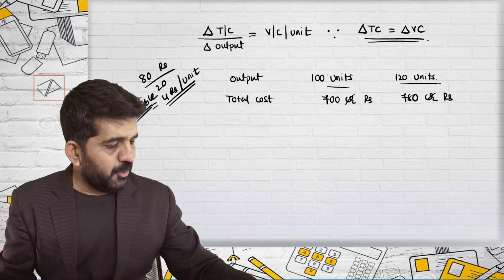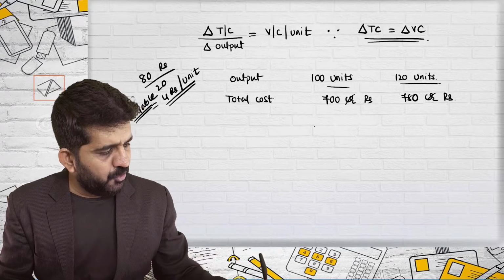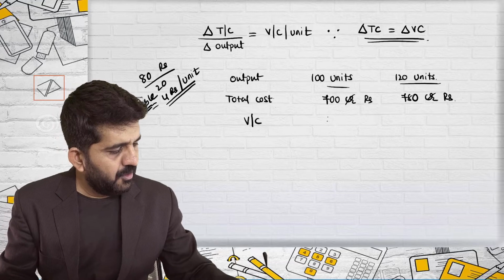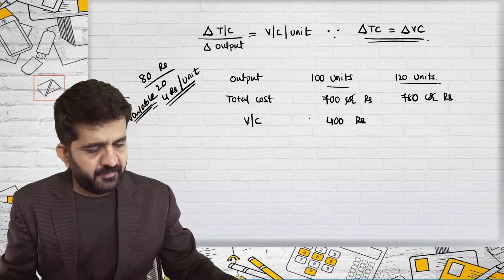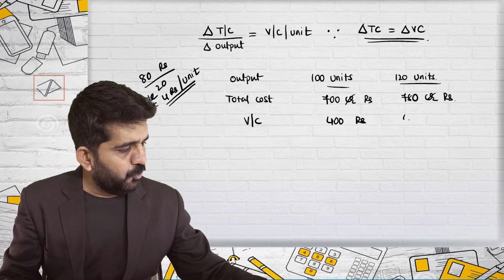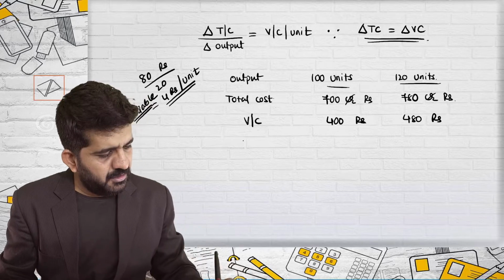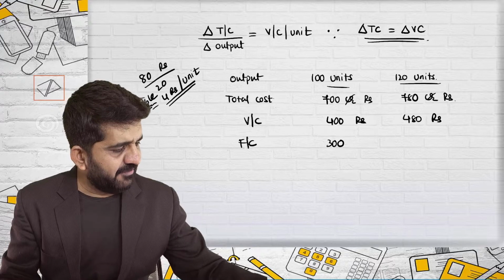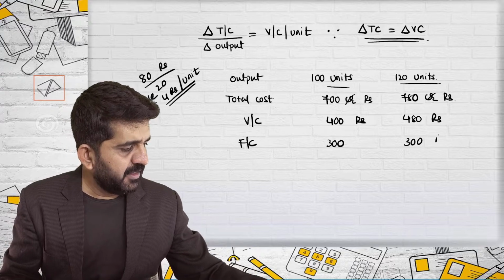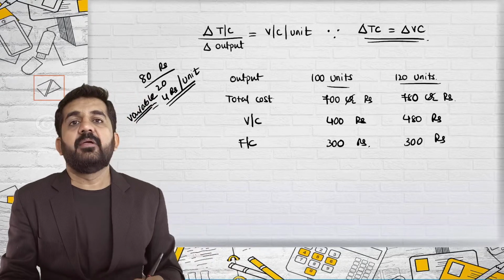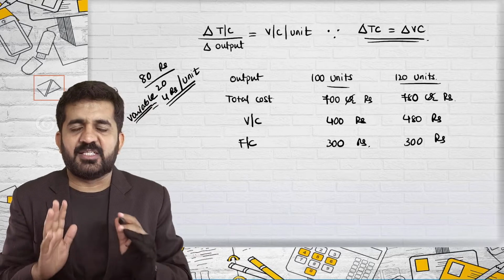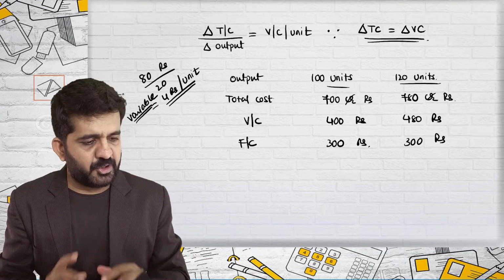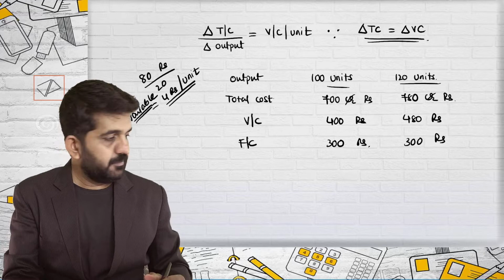So what will be total variable cost? 100 into 4 will be 400 rupees. 120 into 4 will be 480 rupees. What will be fixed cost then? 700 minus 400, 300. 780 minus 480 will be 300. Fixed cost is remaining same. This is nothing but segregation between fixed cost and variable cost.